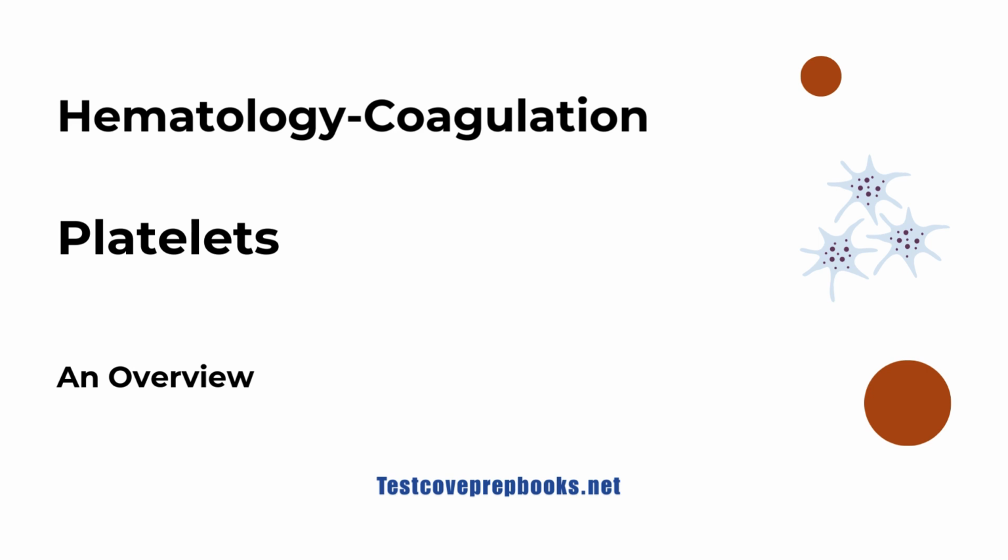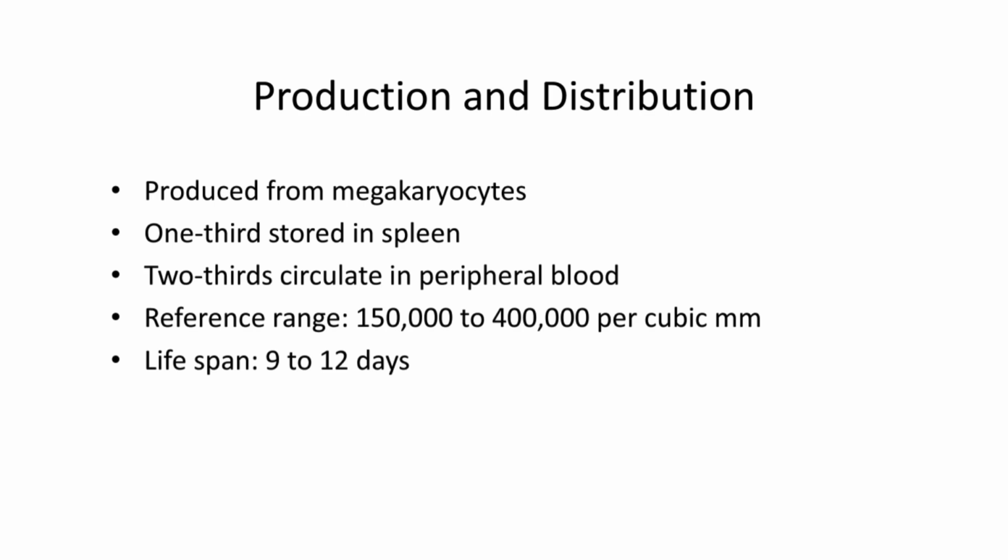Let's review platelet production, distribution, and function. Platelets are produced from large precursor cells known as megakaryocytes. About 1/3 of platelets are stored in the spleen. The remaining 2/3 circulate in the peripheral blood. The normal reference range is between 150,000 and 400,000 platelets per cubic millimeter. The typical lifespan of a platelet is approximately 9 to 12 days.